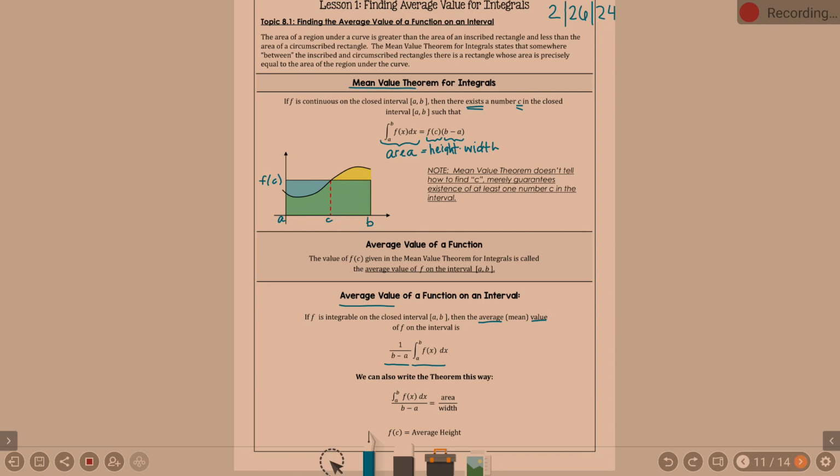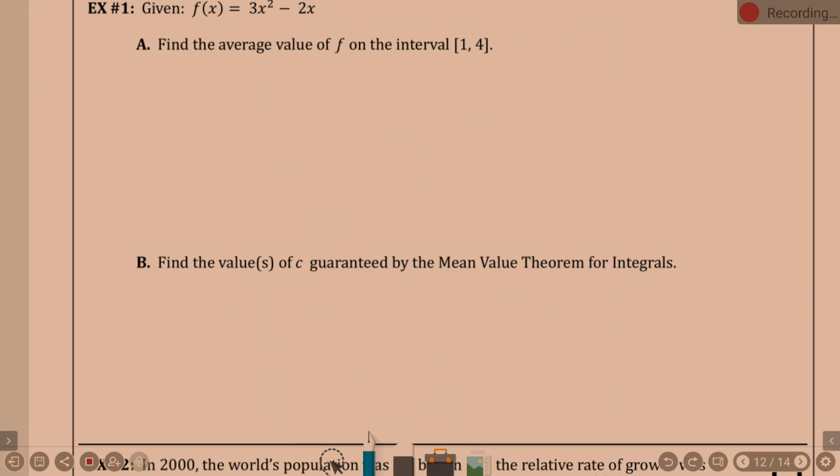So what am I going to do? Find the average value of f. Average value, which means we just talked about average value, it's going to be 1 over b minus a times the integral from a to b of f of x dx. That's what we're going to set up. I heard some murmurings about what a and b are. a is 1, b is 4.